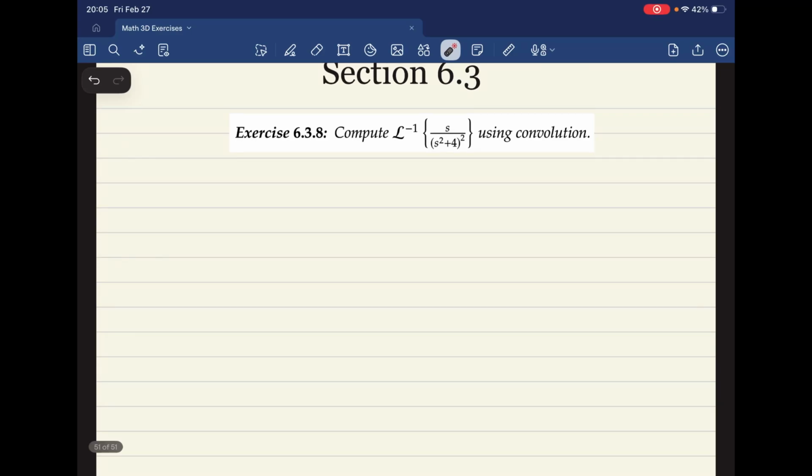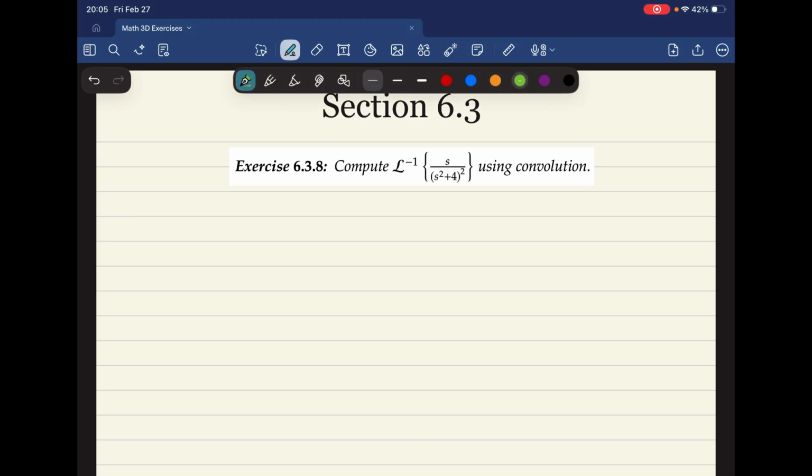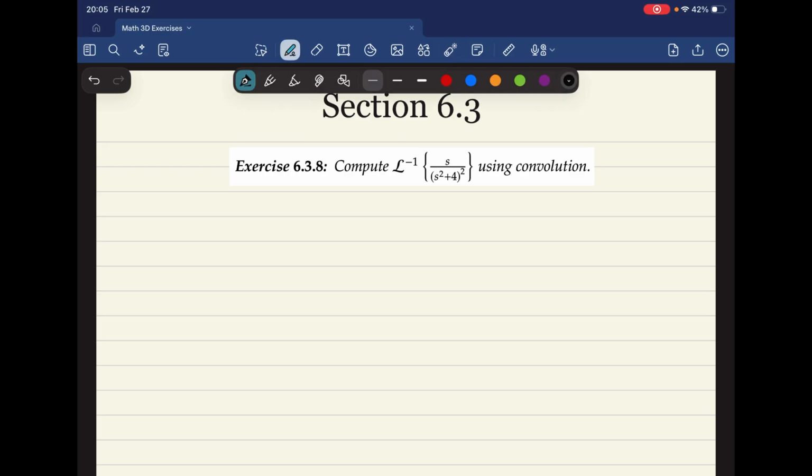Hello, in this video I'm going to be solving exercise 6.3.8 from Jiří Lebel's notes on Diffy Qs. In this exercise we're given this inverse Laplace transform right here, and we are told that we need to compute it using convolution. Okay, well, how is this going to work?